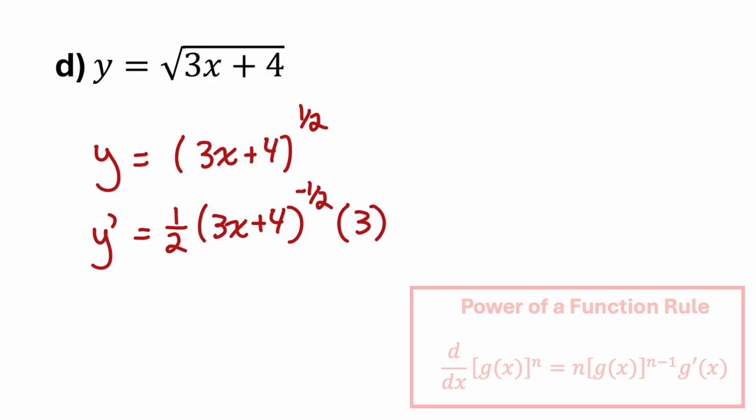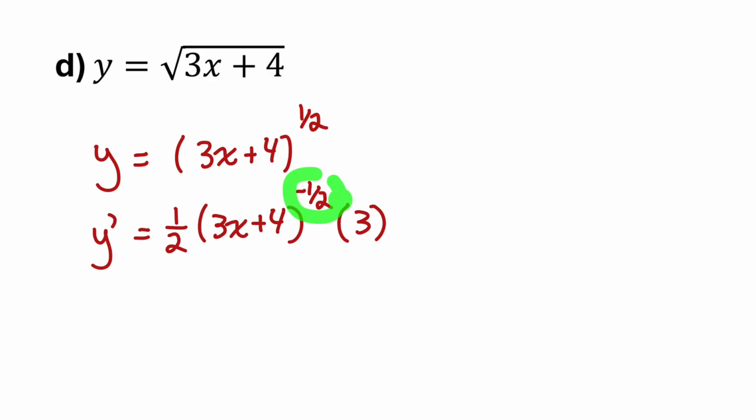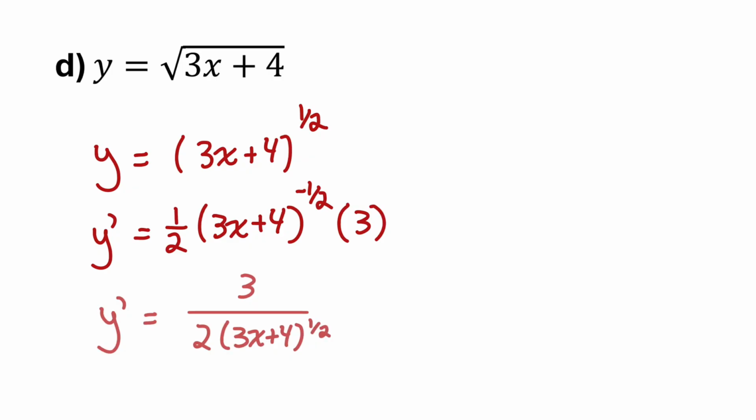And then we can simplify this final answer, right? We shouldn't have a negative exponent, by taking this power that has the negative exponent and moving it down to the denominator with the 2. Or we could convert it back to a radical function, rewrite that 3x plus 4 to the positive a half as the square root of 3x plus 4.